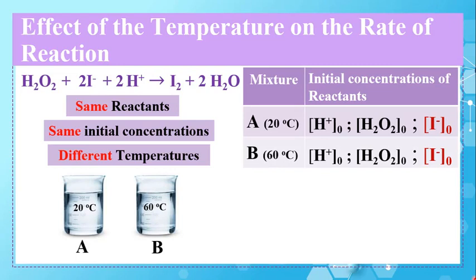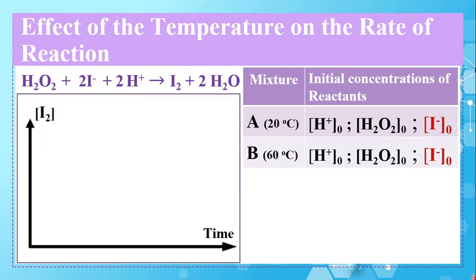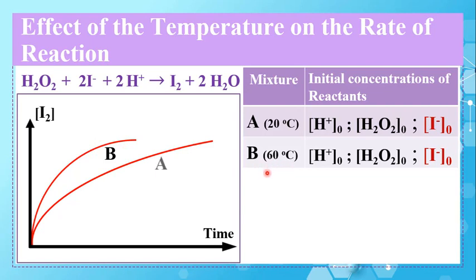This table summarizes the conditions of the experiment. So, the two mixtures have the same initial concentrations of the reactants. They only differ by their temperature. The variation of the concentration of the product I2 formed with time will give two curves. The above curve is that of mixture B, where the temperature is higher.